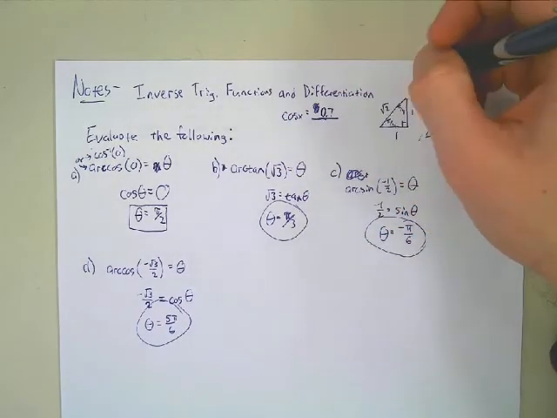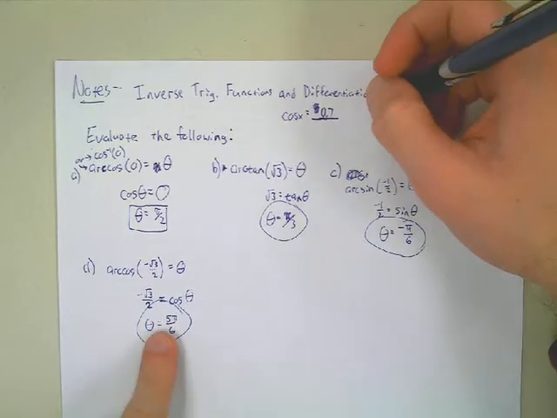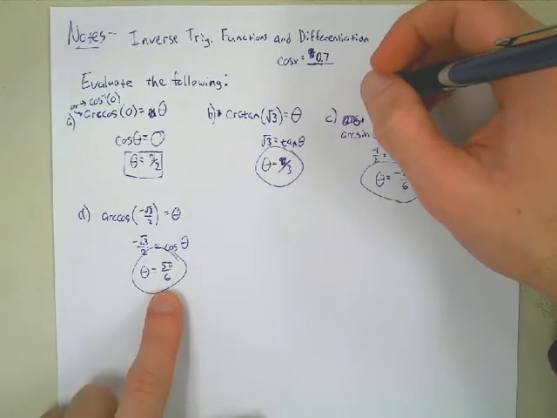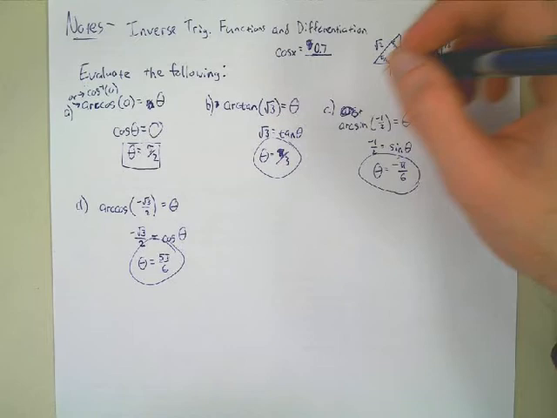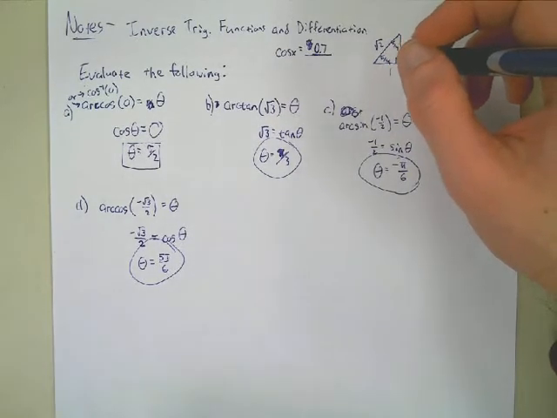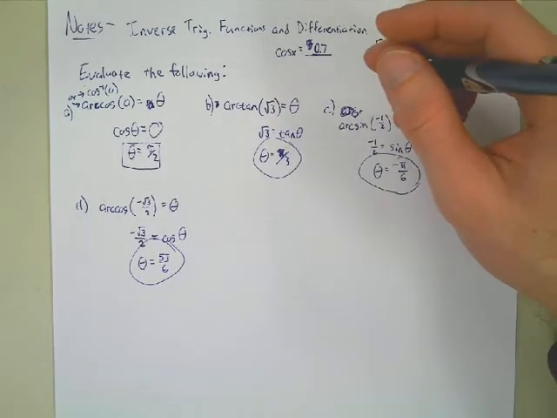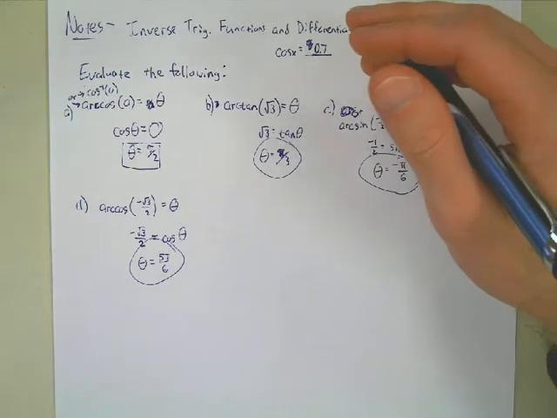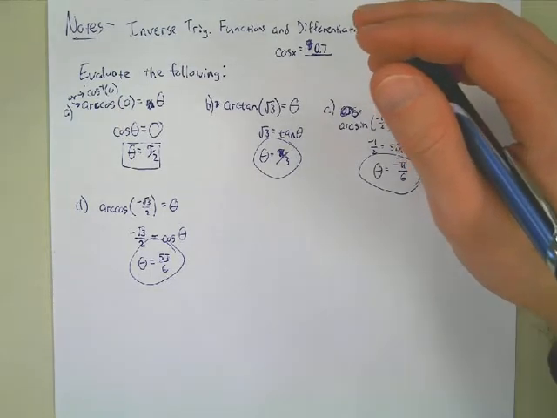For which one? For D? D. But negative pi over 6 would not result in negative root 3 over 2. Cosine of negative pi over 6 is still positive root 3 over 2, because it's in the fourth quadrant and cosine's positive there. Okay? So that's the key. That's why the domains are slightly different there.